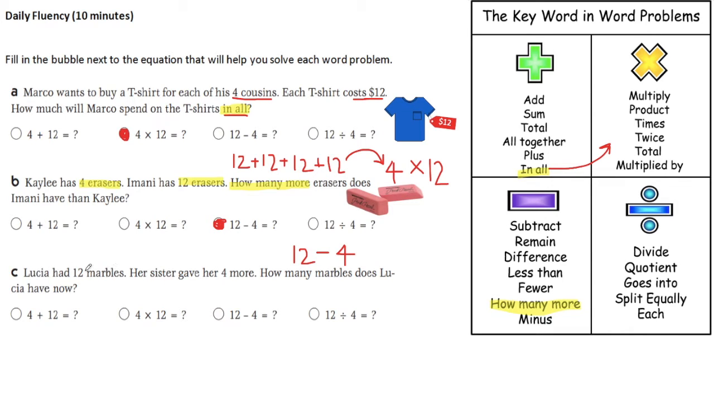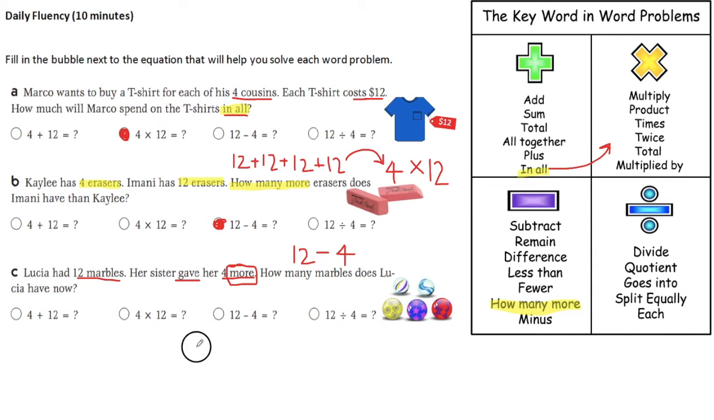Lucia has 12 marbles. Her sister gave her 4 more. How many marbles does Lucia have now? Now, this one doesn't have a key word. But if I'm thinking about these marbles, I see a clue word that's not on our chart. Somebody gave her more. So Lucia had some marbles, and then her sister gave her more marbles. What kind of math is that? If somebody gives you more, yes, I heard someone say it.